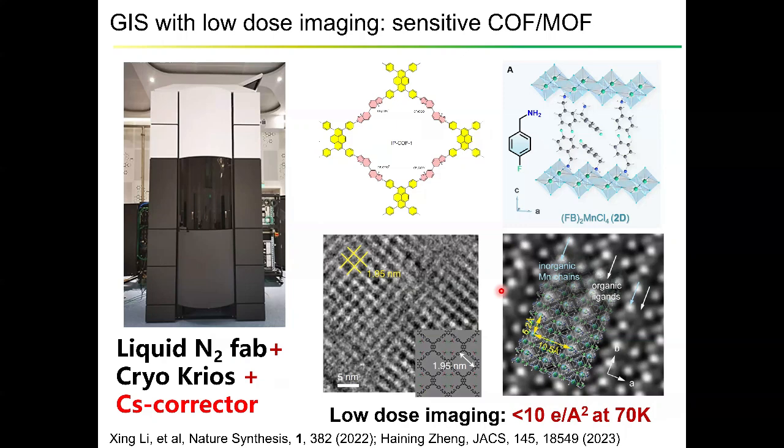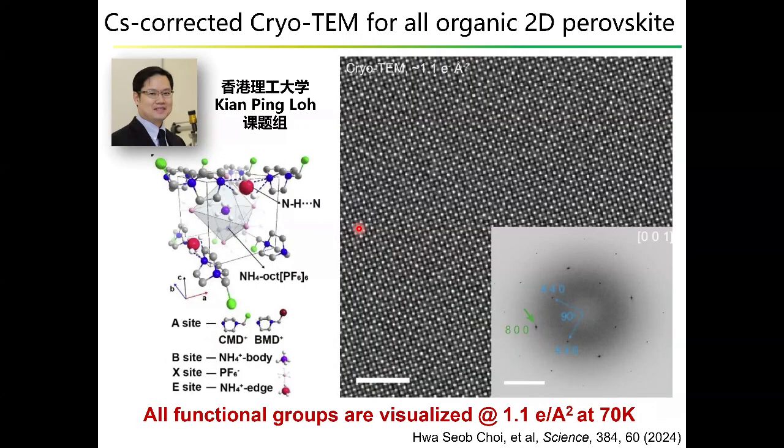And more recently, we optimized the sample preparation condition and also the TEM. We reached the extreme threshold limits of electron sensitive material. That is what we call the all-organic 2D perovskite. Okay, this material is very sensitive to electron dose. Even above 2 electrons per square angstrom, we destroy the material. However, we succeeded in imaging each organic functional group in the cryo-TEM, and showed a very nice crystalline structure.